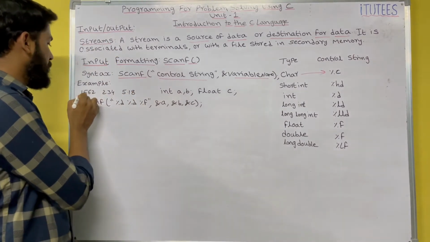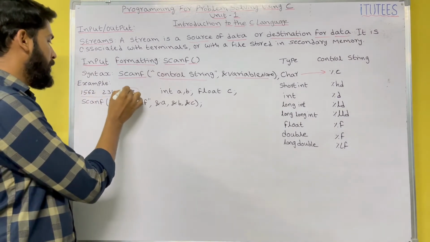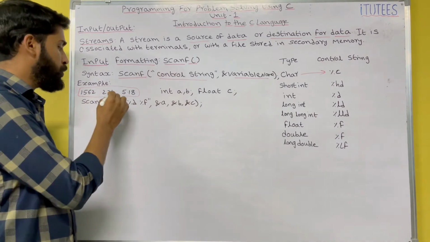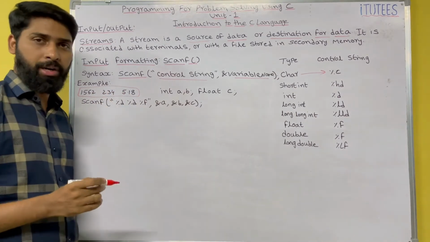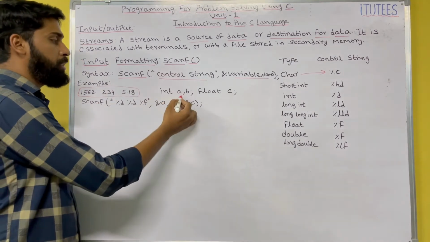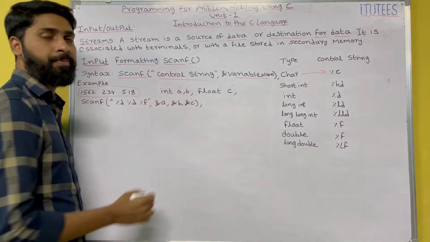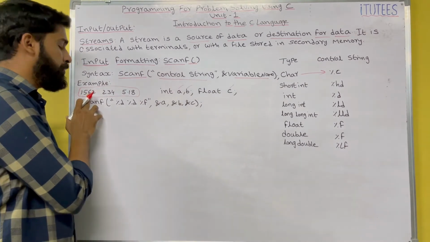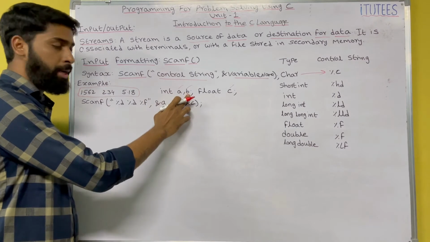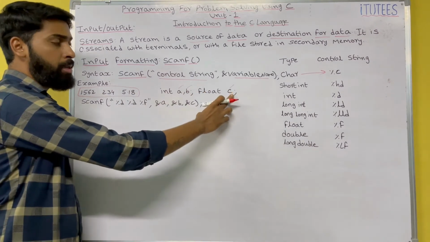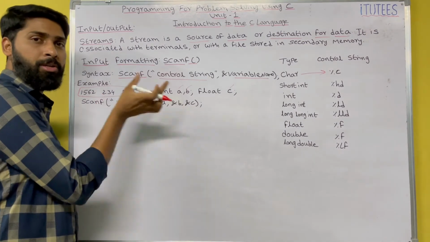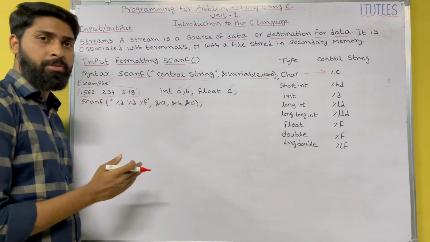Example: this is the input stream, 1562 space 234 space 5.18. As a programmer, my intention is, in my program there are 3 variables a, b, c. I want to store the first number in variable a, the second number in variable b, and the third number in variable c. So how can I convert this input stream into data? By using scanf function.